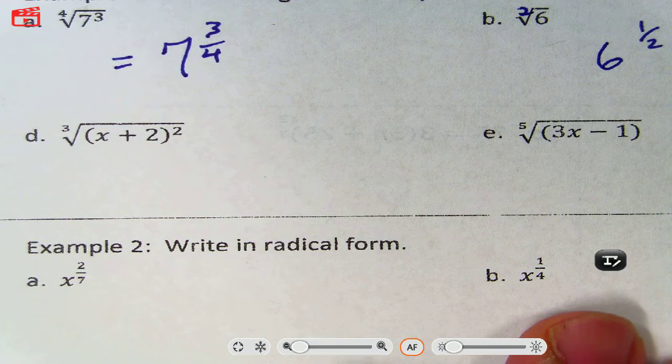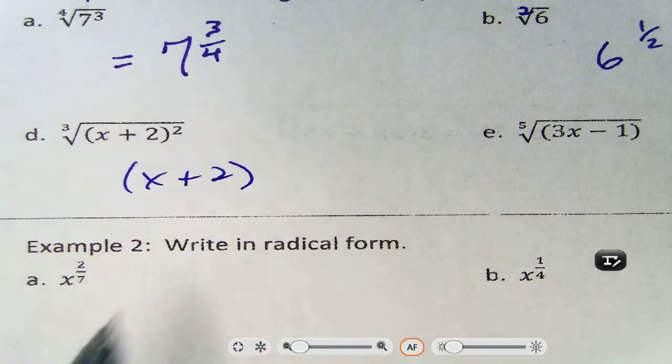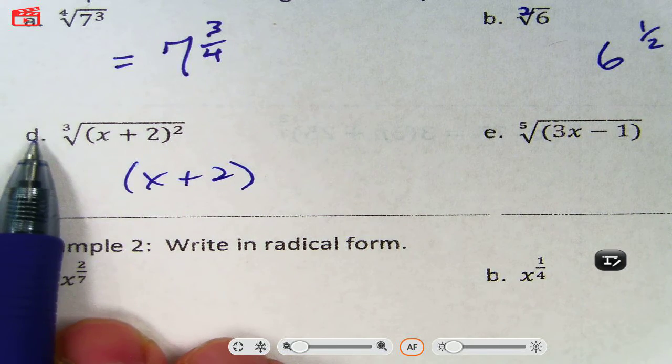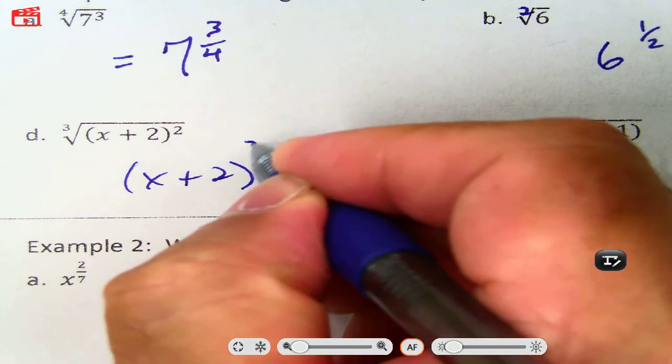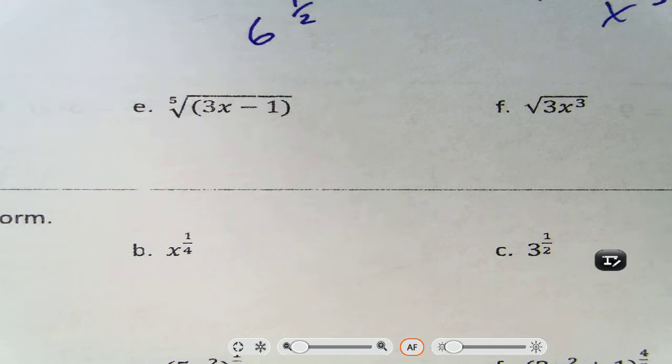Going on to D. And don't be afraid of parentheses. So I'm going to go ahead and use parentheses. So x plus 2. The power is 2. The root is 3. So that's 2/3. That's it.